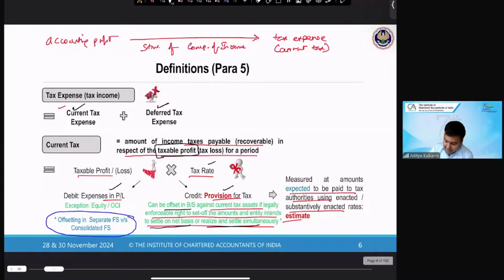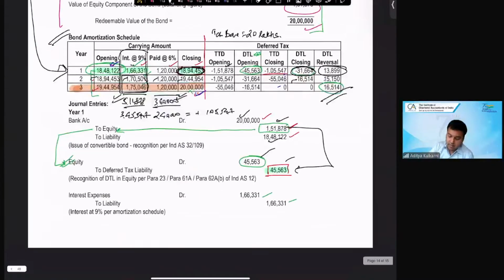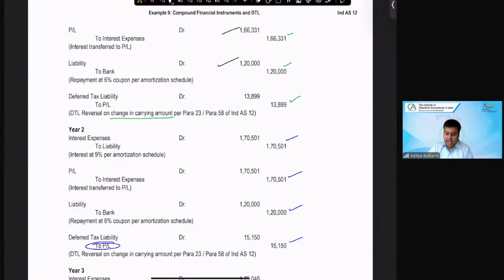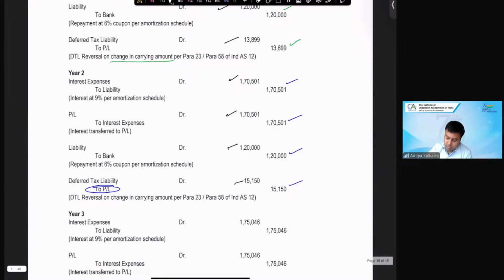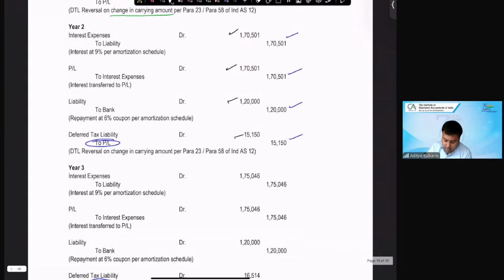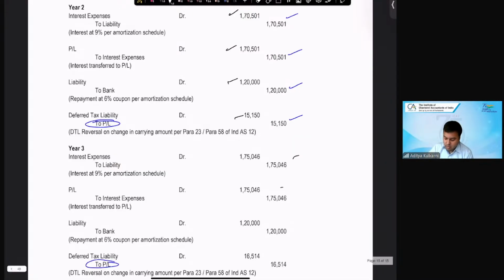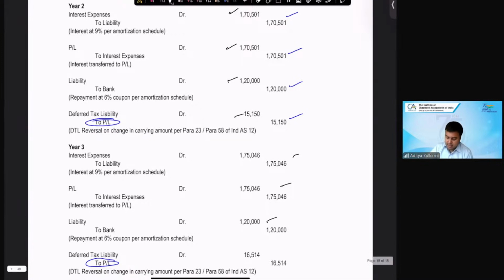Interest expense 1,66,000. Next, liability to bank 1,20,000. Deferred tax liability to P&L 13,899. Year 2, interest expense 1,70,000, which is to the P&L. Liability to bank 1,20,000. DTL 15,150. Interest expense to liability 1,75,046. Transferred to P&L, liability discharged.